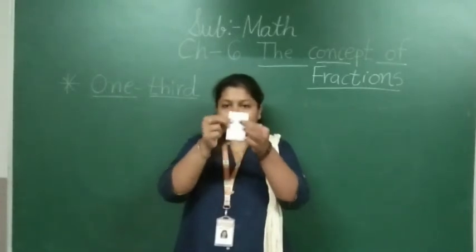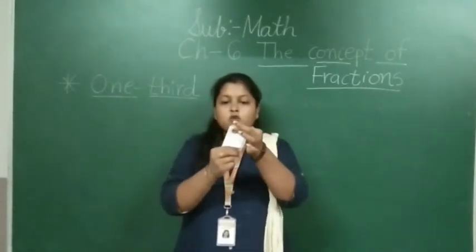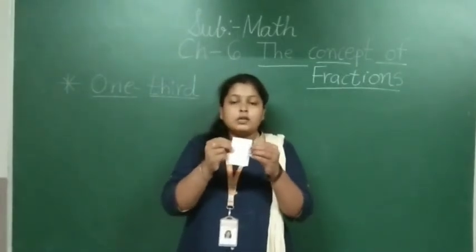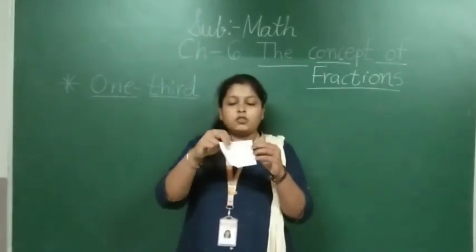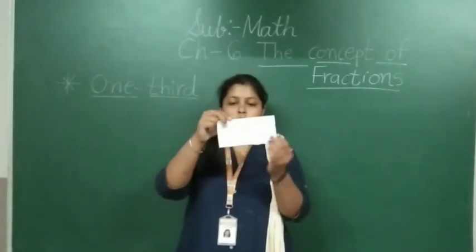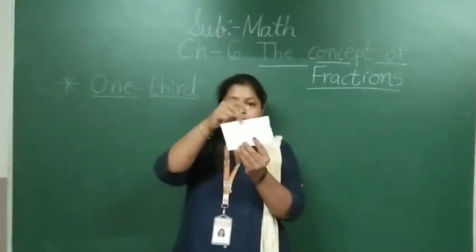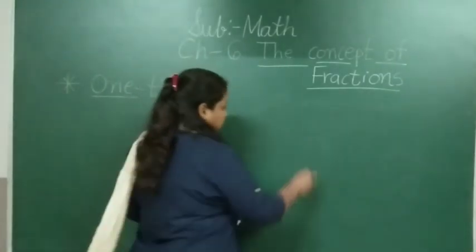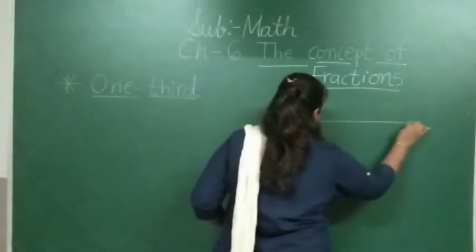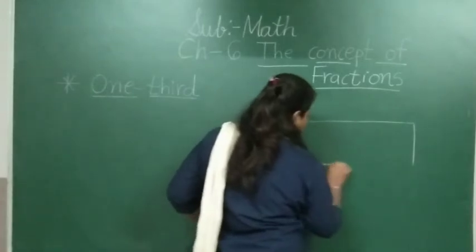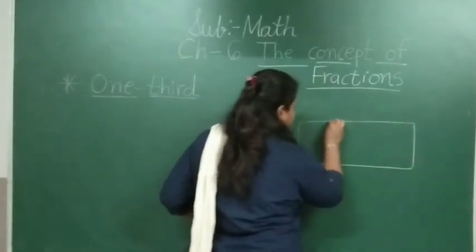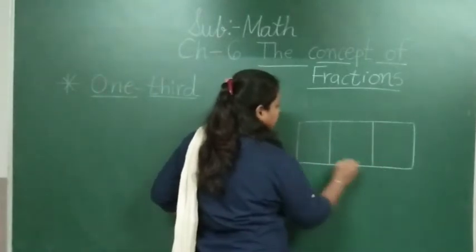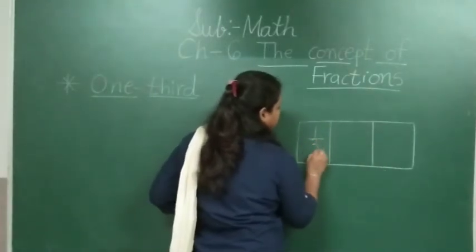आपको उसको ऐसे कुछ fold करना है. When you will divide this paper into 3 pieces, you will be able to see 3 parts. Here you can see one part, the second part, and this is the third part. So यहाँ पर आपको बता रही हूँ. This is the piece of paper that you have to cut into 3 parts, and each part is known as 1/3.